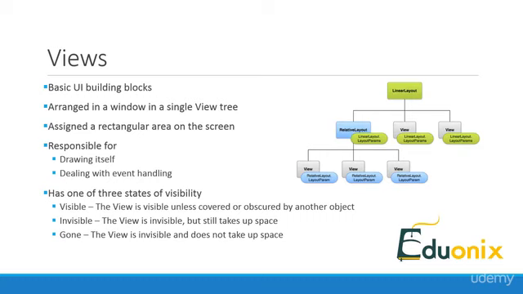In an application, each window or screen consists of views arranged in a single view tree. Each one of these views is assigned a particular area of the screen. Make sure to keep in mind that views can have overlapping areas so that one view may obscure another. Each view is responsible for drawing itself and dealing with event handling.